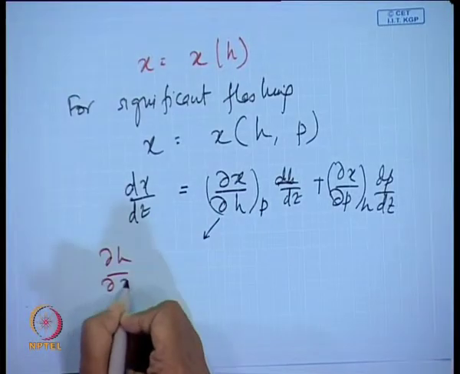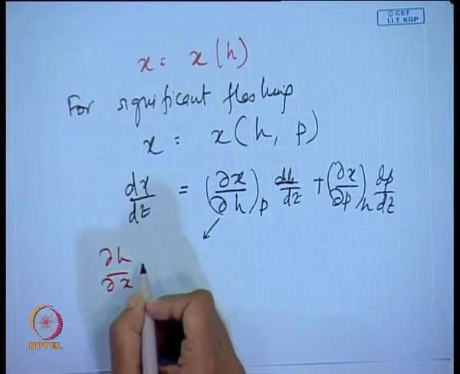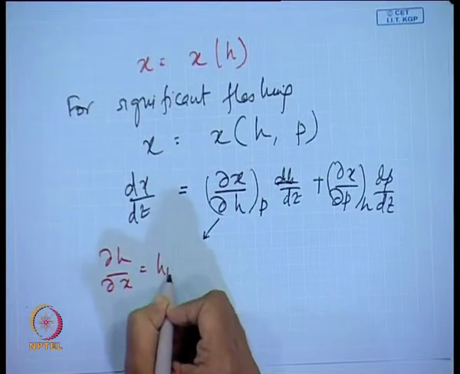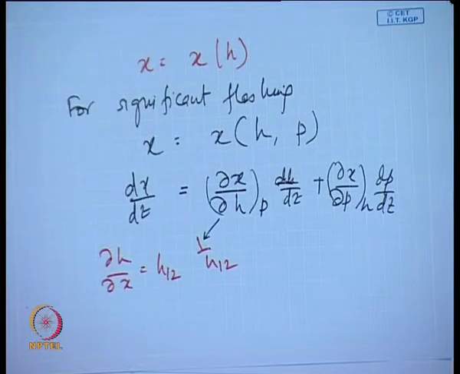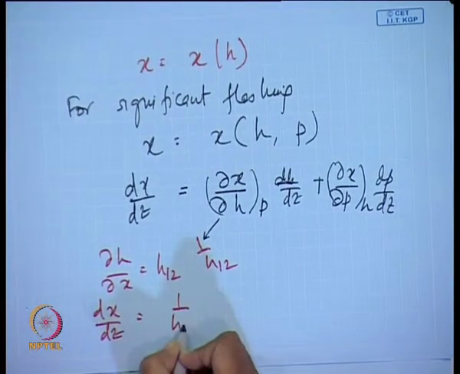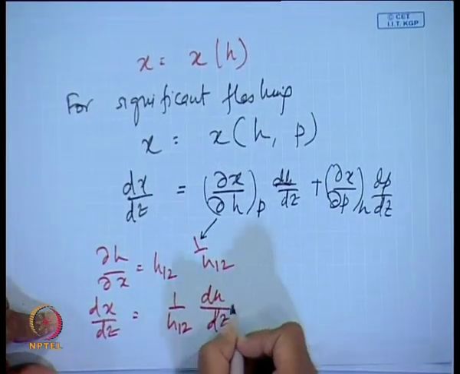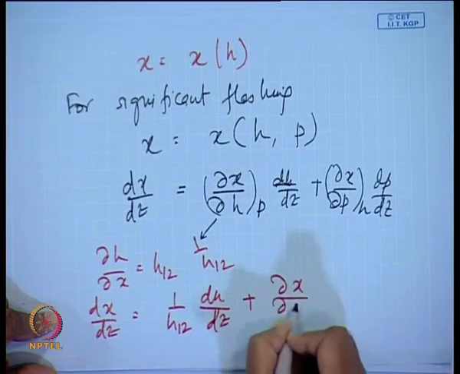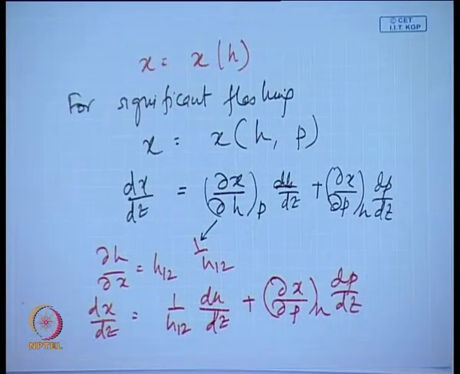Any idea? At constant pressure, how enthalpy changes with quality? Latent heat of vaporization. So, this is nothing but H12, in other words this is equal to 1 by H12. You agree with me? So, for that circumstance we can write dx dz as 1 by H12 dh dz plus del x del p at constant h dp dz. Can we do this, yes or no?